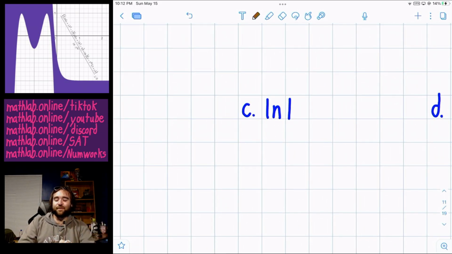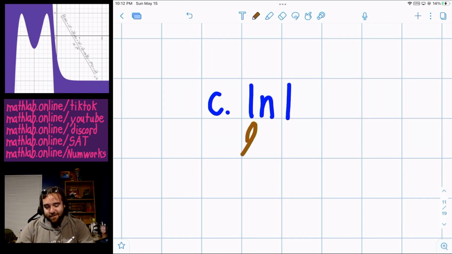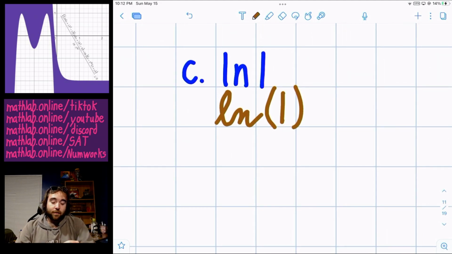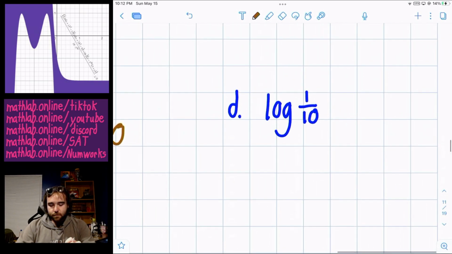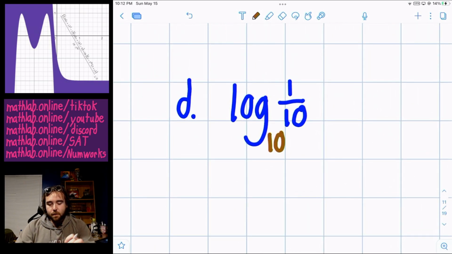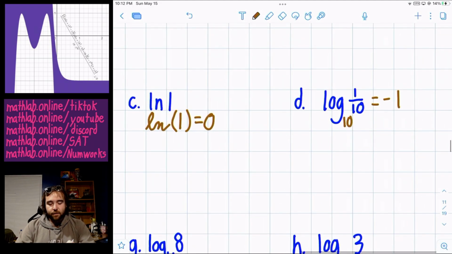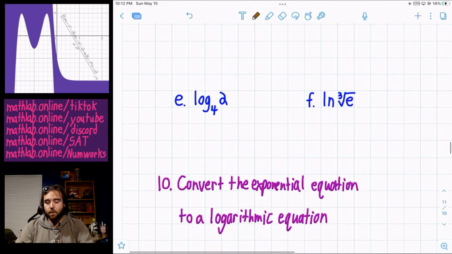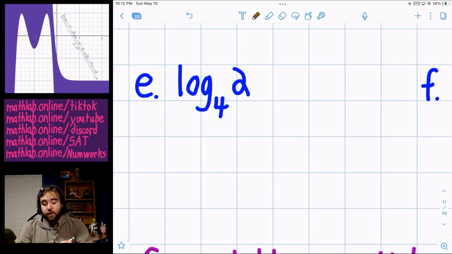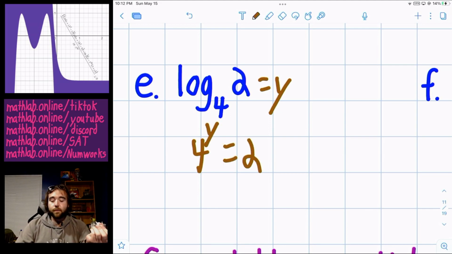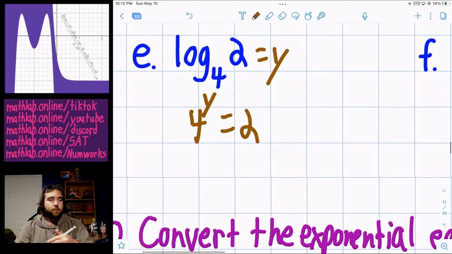This kind of looks like the absolute value of n, but this is the ln of 1. And the log of anything is just 0. So log base 10 of 1/10. To get a fraction, you got to use negative exponents. So that's negative 1. 10 to the negative 1 is 1/10. All right, and then here we got to use fractions. As we're saying, 4 to what power gets you 2? Well, you got to take the square root of 4. So that's 1/2.